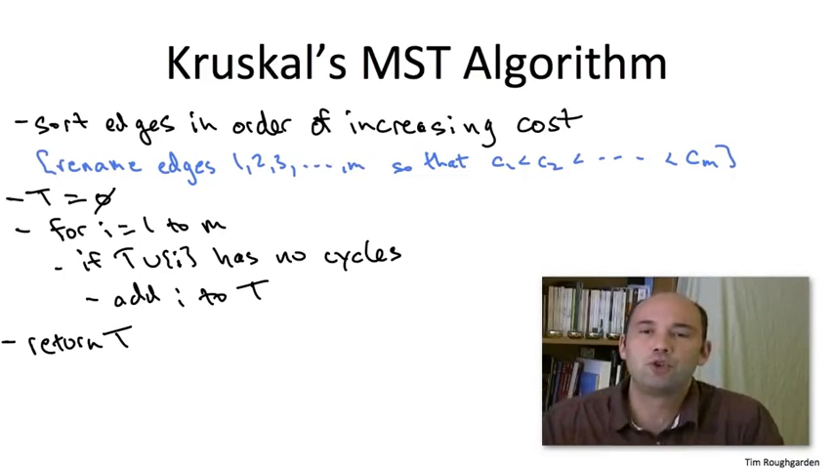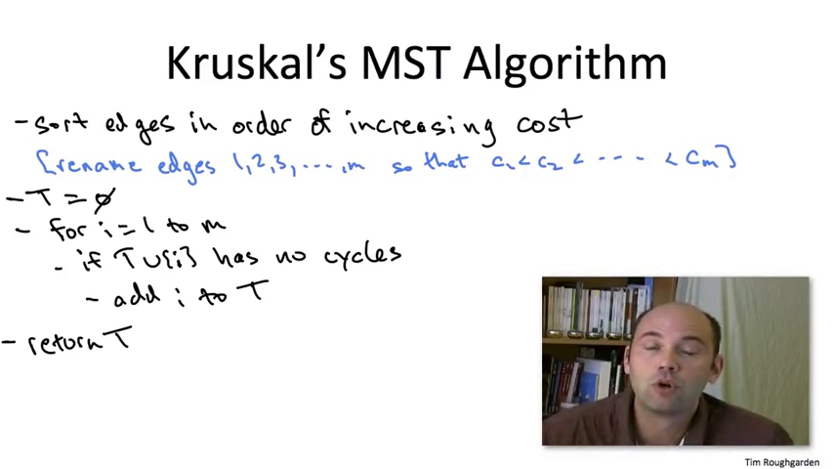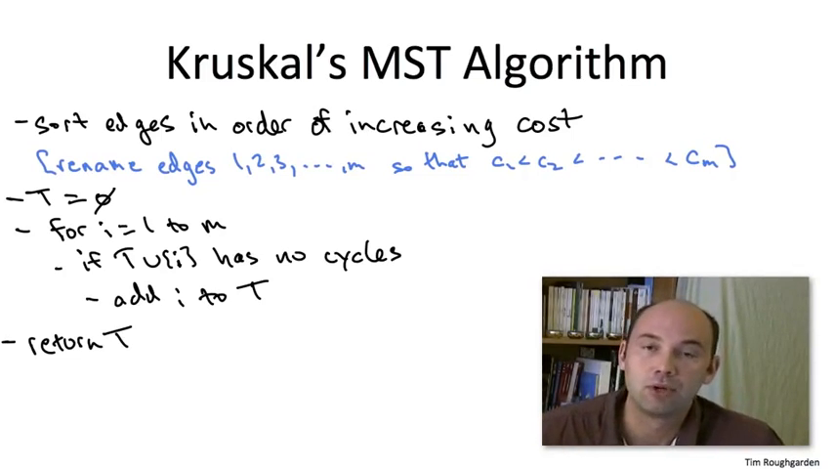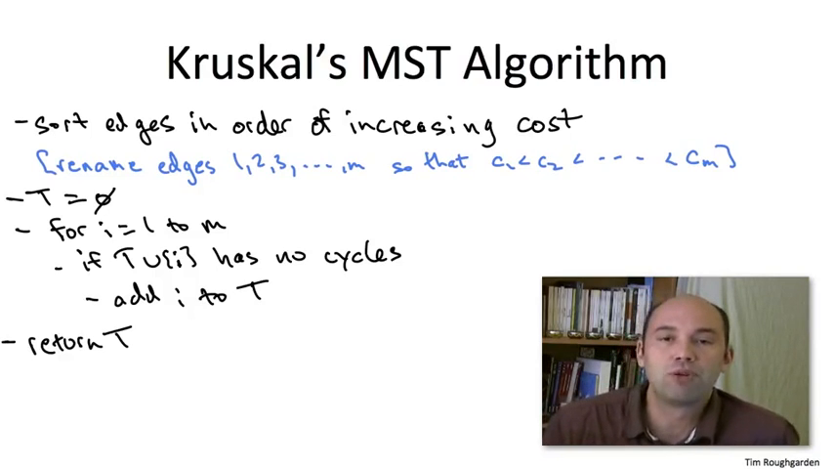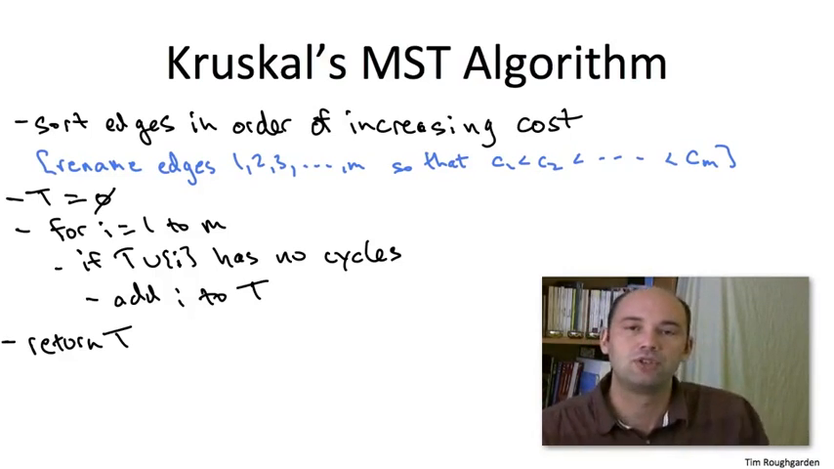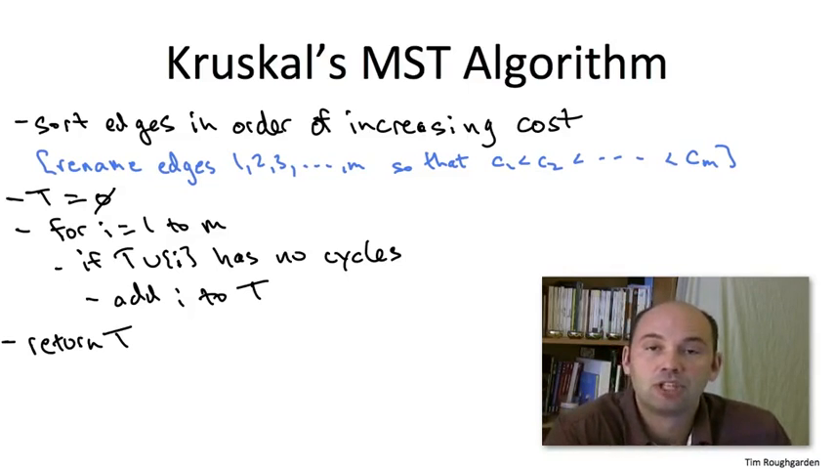So let's just briefly review the very elegant pseudocode for Kruskal's algorithm. So it's a greedy algorithm. It considers the cheapest edges first, all the way up to the most expensive. So we begin with a sorting pre-processing step to put the edges in sorted order. For notational convenience, let's just rename the edges so that 1 is the cheapest edge and all the way up to m being the most expensive edge.